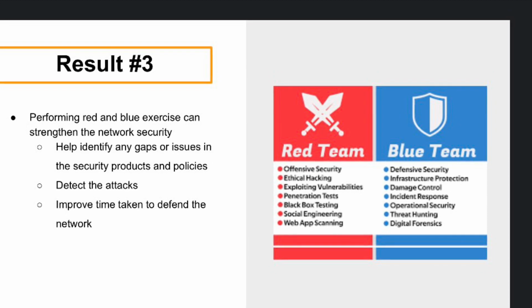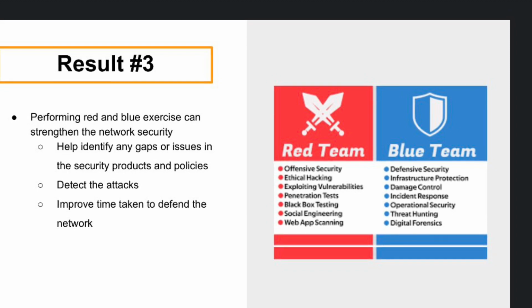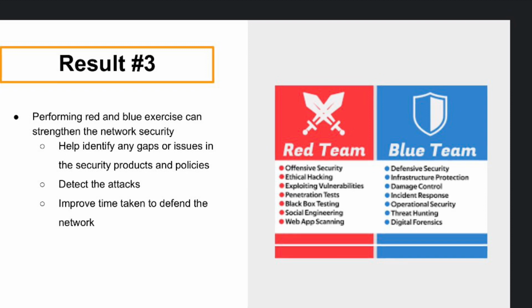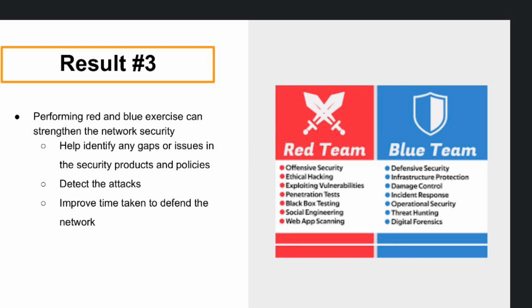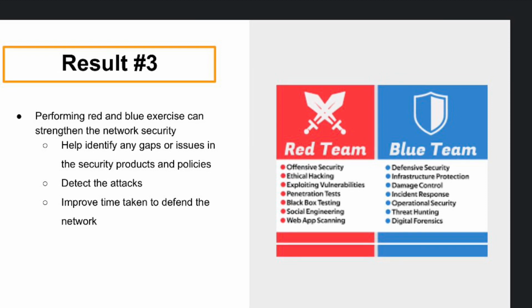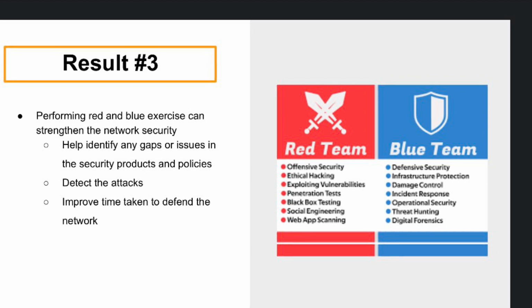Not only can it help people in the company realize the risk they can become to the company if it's not taken seriously. So the red team can perform any type of attack, whether it's through the network or using some type of social engineering. And then the blue team always finds a way to defend it. Overall, performing red and blue team exercises can strengthen the company and prepare them for the worst.